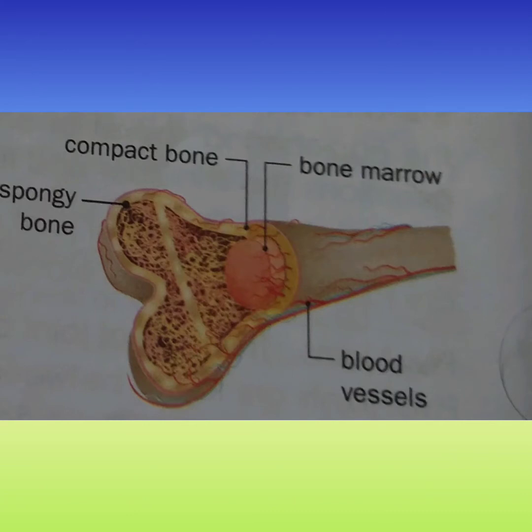This is a bone. Bone consists of compact bone, bone marrow, spongy bone, blood vessels. Now we will read the main functions of the bones that form the skeleton. Shape and support. It gives a shape and support to the body. Protection. It protects the delicate internal organs such as brain, spinal cord, heart, and lungs. Movements. It allows the movement of the various parts of the body.